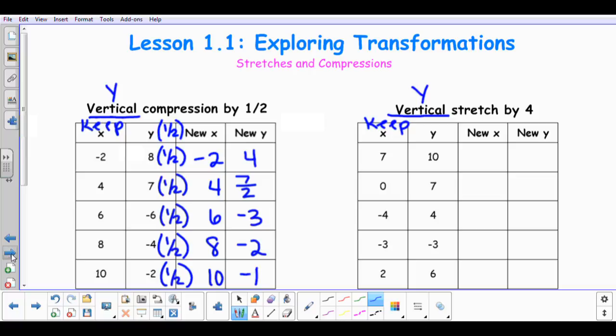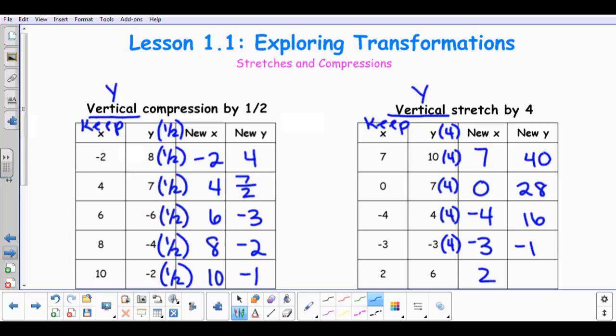Now in the second table, we have our vertical stretch by 4. Okay, so it's vertical again, so we're keeping those x's. So I can just copy those over first if we like. Now I'm going to take that 4, and it's just going to multiply to all of the y's. So each y will multiply by 4. So 10 times 4 would give us 40. 7 times 4 is 28. 4 times 4 is 16. -3 times 4 is -12. And 6 times 4 is 24.